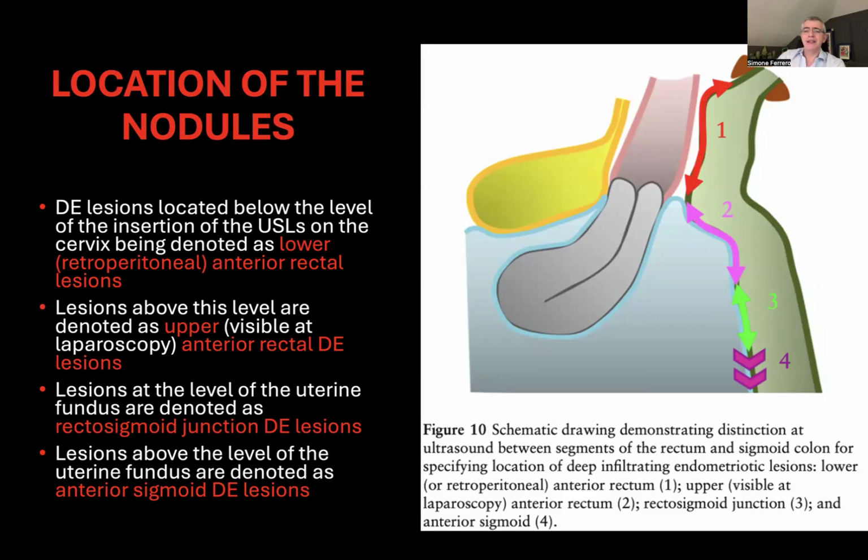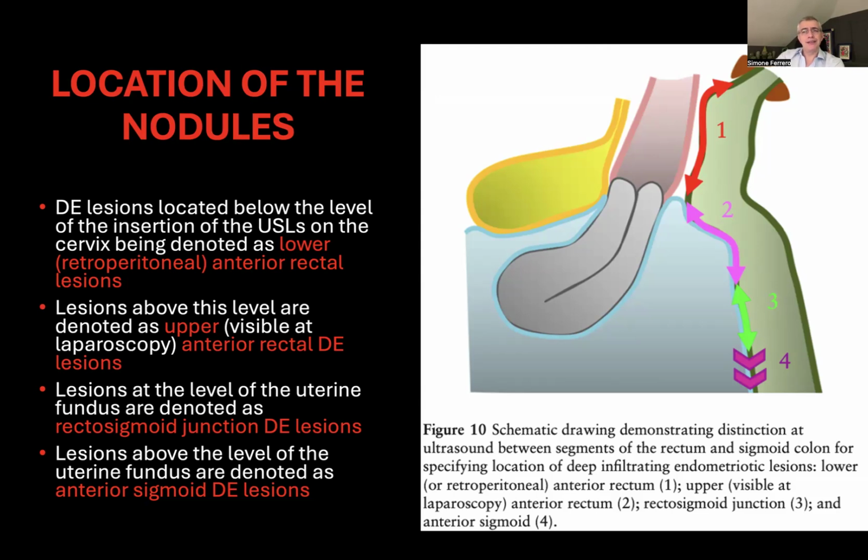The IDEA group identified 4 different locations of rectosigmoid nodule. The nodules that are located in the lower rectum, which is the retroperitoneal part of the rectum. Nodules located in the upper rectum, which is the part of the rectum that is visible at laparoscopy. Nodules located in the rectosigmoid junction, and finally nodules located in the anterior sigmoid.